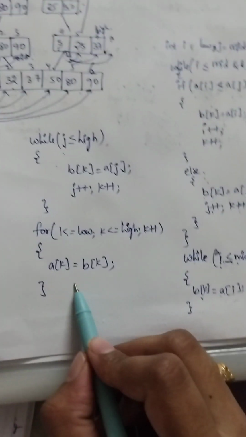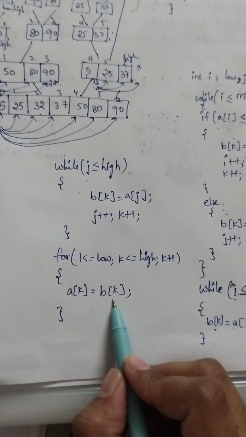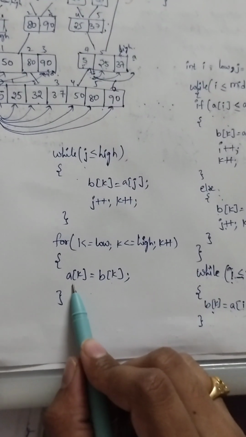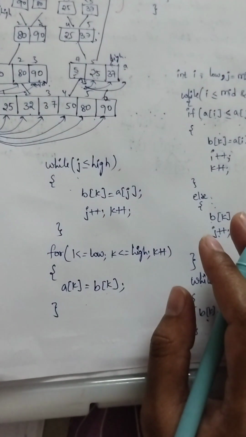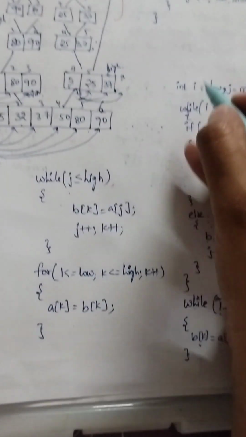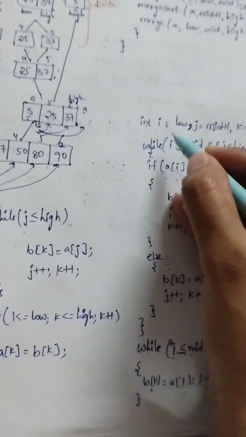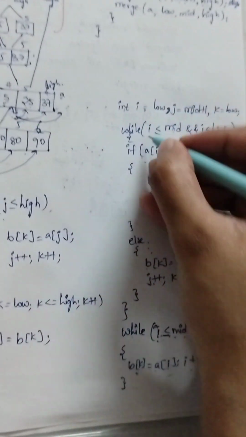రైట్? సో ఇది చేయడం వల్ల ఏంటి? ద న్యూ అరే b ఆఫ్ k లో ఉన్న ఎలిమెంట్స్ అన్నీ కూడా a ఆఫ్ k లోకి కాపీ అవుతాయి. క్లియర్ ఎవ్రీవన్, రైట్? సో నౌ హియర్ వీఆర్ గోయింగ్ టు గివ్ వన్ ఫంక్షన్ నేమ్ ఫర్ దిస్.